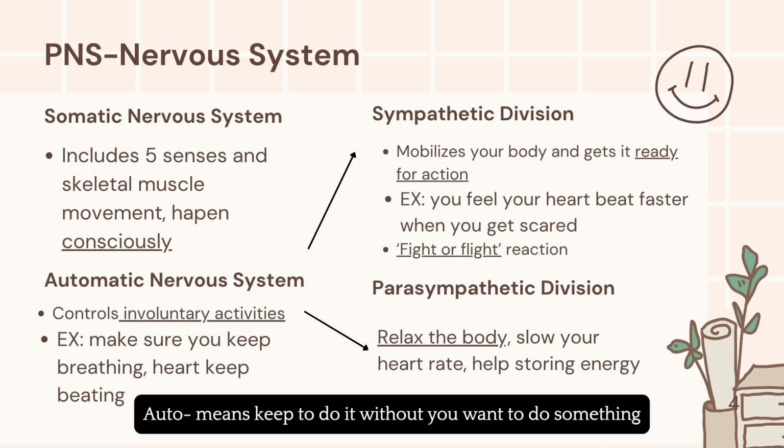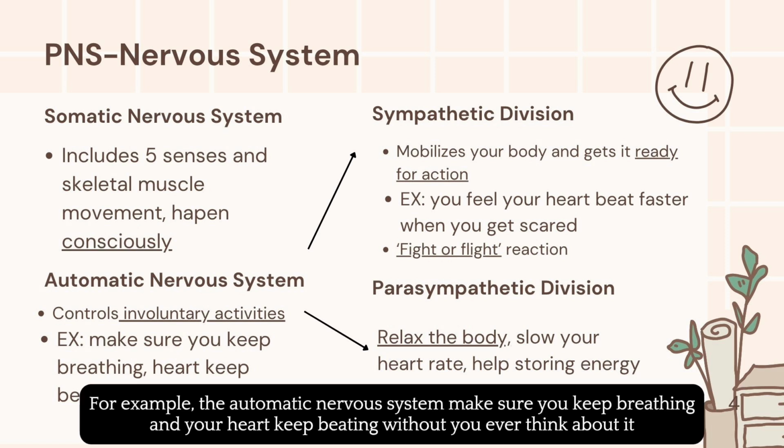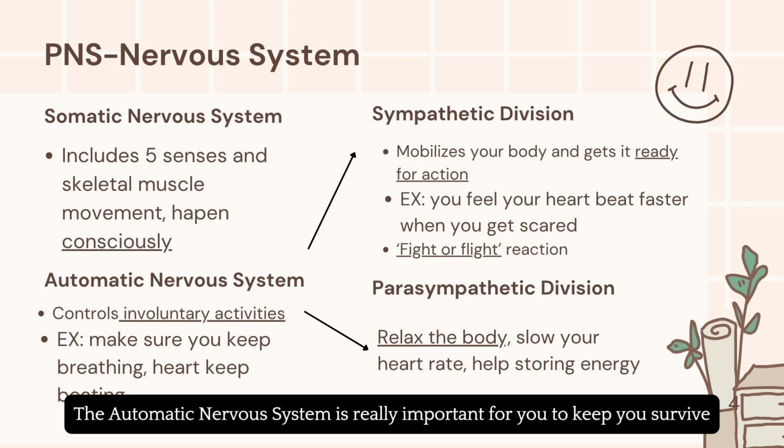The "auto" means you just keep doing it without wanting to do something. For example, the autonomic nervous system makes sure you keep breathing and your heart keeps beating without you ever thinking about it. The autonomic nervous system is really important to keep you surviving.